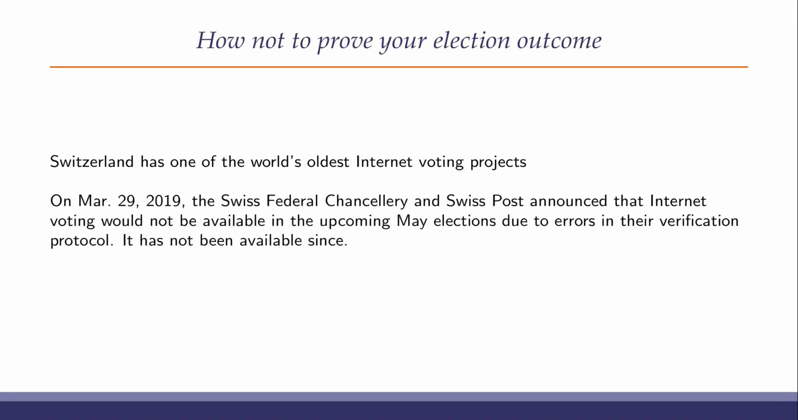On March 29, 2019, the Swiss Federal Chancellery and Swiss Post, which provided the system, announced that internet voting would not be available in the upcoming May elections due to errors in the verification protocol that had been discovered in the context of the open evaluation process that they'd had in place. It hasn't been available since. This is the story of why.